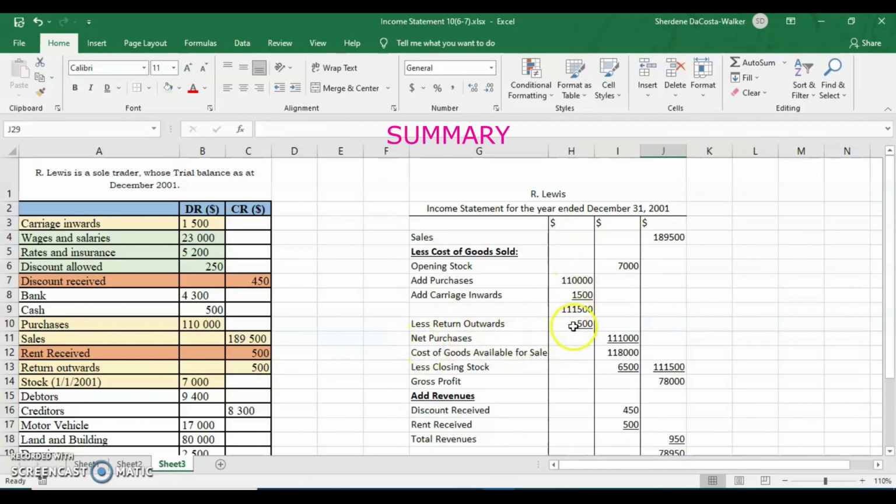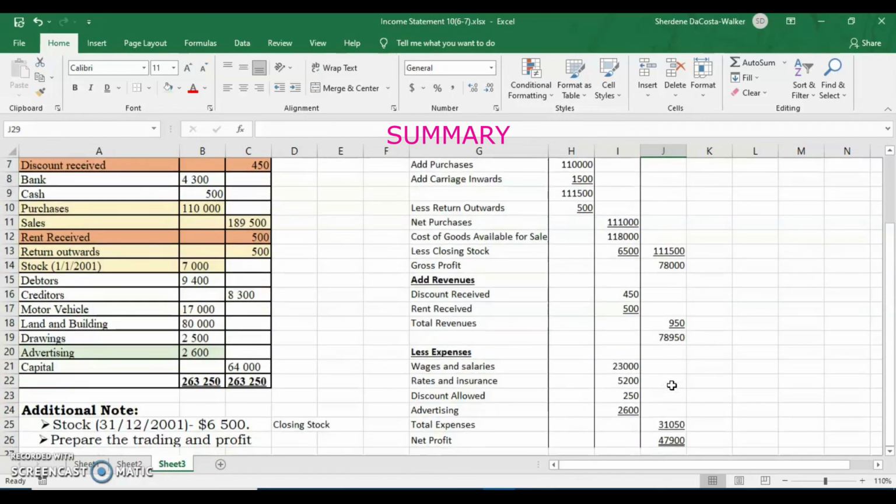Then when I do all of that, I get my net purchases added to my opening stock to get my cost of goods available for sale, less closing stock, because the cost that I incur now does not have my closing stock involved, so I'm going to have to less it. And this sales figure has nothing to do with the stock in my closing inventory because we have not sold these as yet. So we're going to less that, and that's going to give me my gross profit.